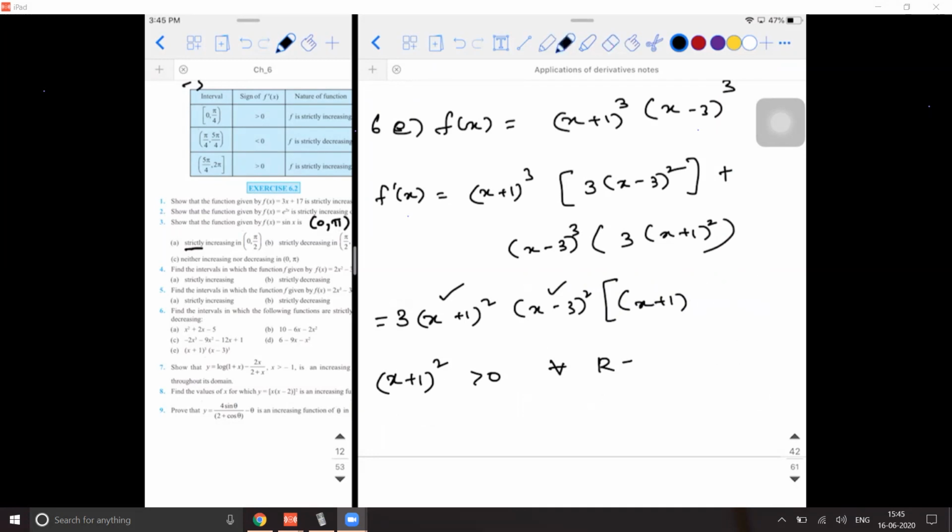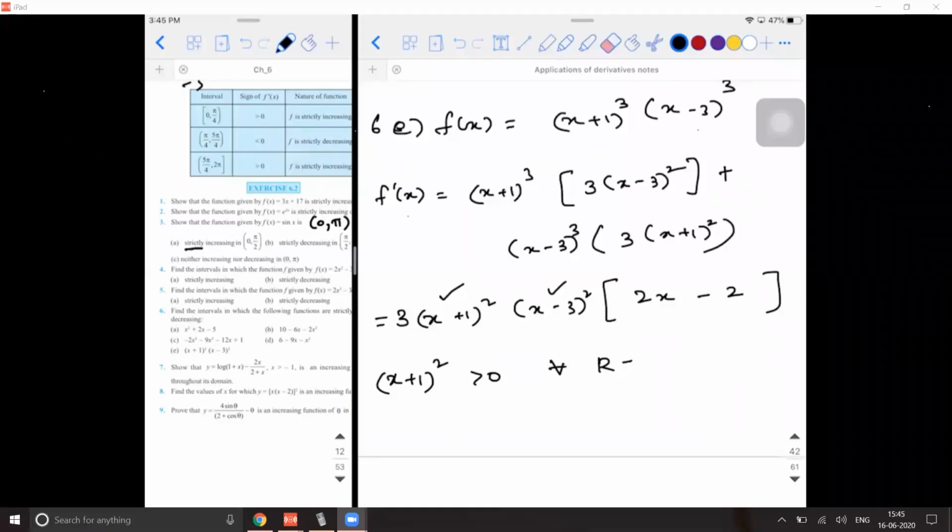Shrivatsan, think about it. So (x plus 1) plus (x minus 3). So what will I get? Can I directly write it? I'll get x plus 1 plus x minus 3. That is going to be 2x minus 2. So this is the function.